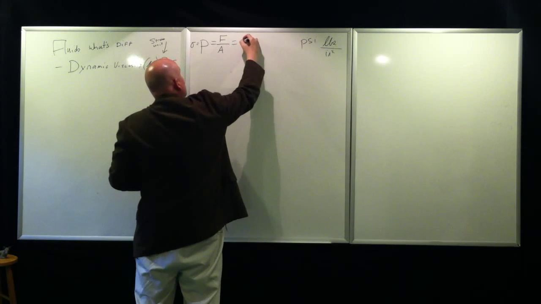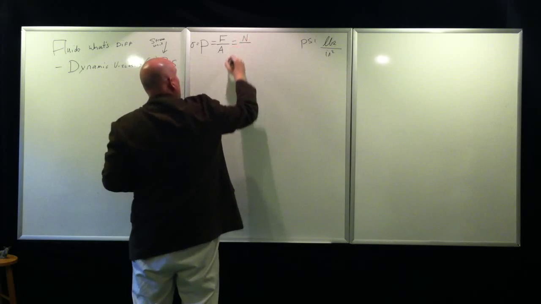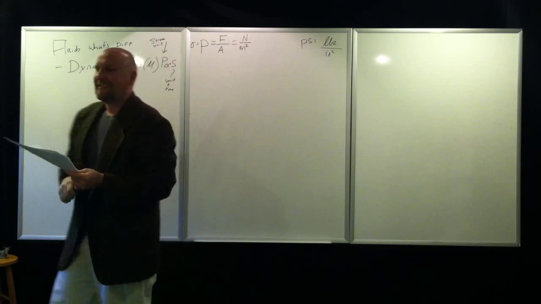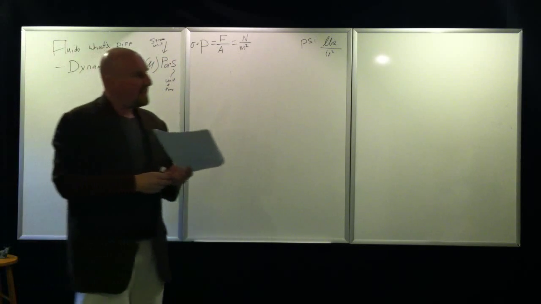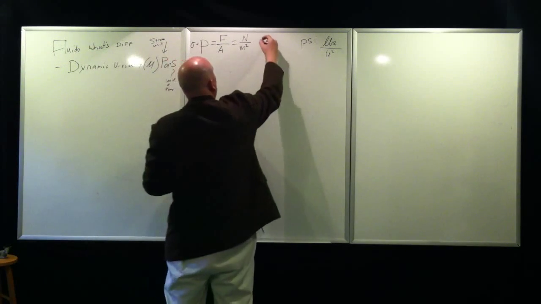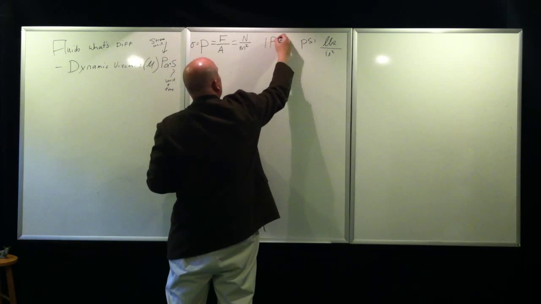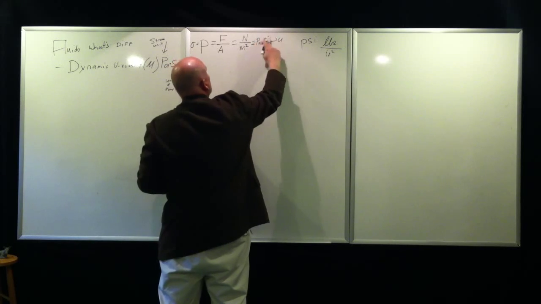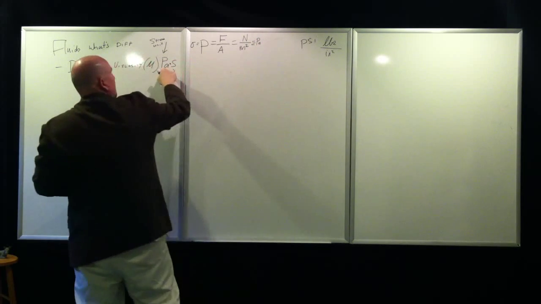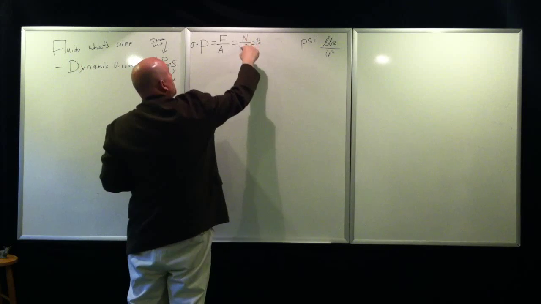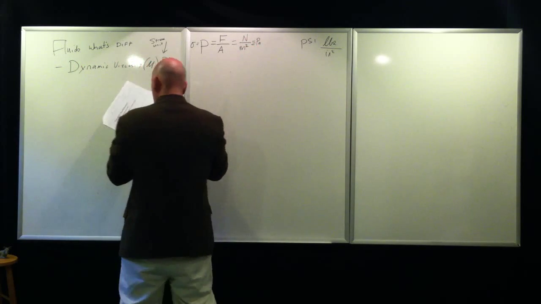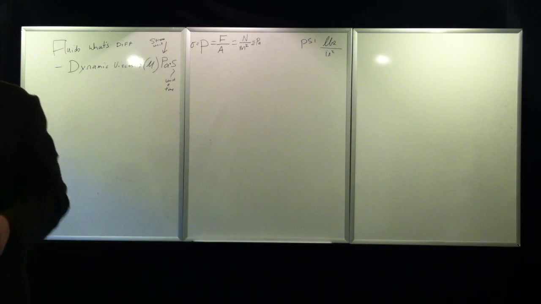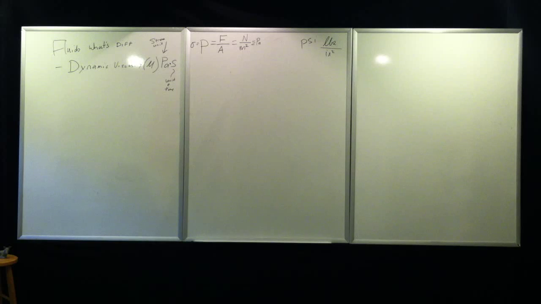Force we're going to be measuring in the metric system is going to be newtons. The area is going to be a meter squared. Let's get an understanding of what 1 Pascal is. 1 Pascal is defined as 1 Newton per 1 meter squared. Alright, well first, let's look at what 1 meter squared is.